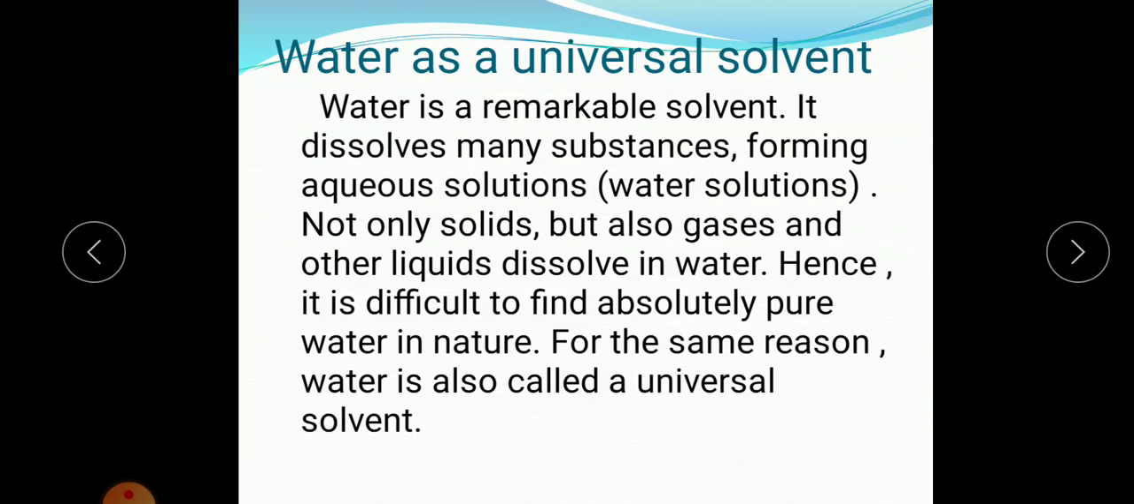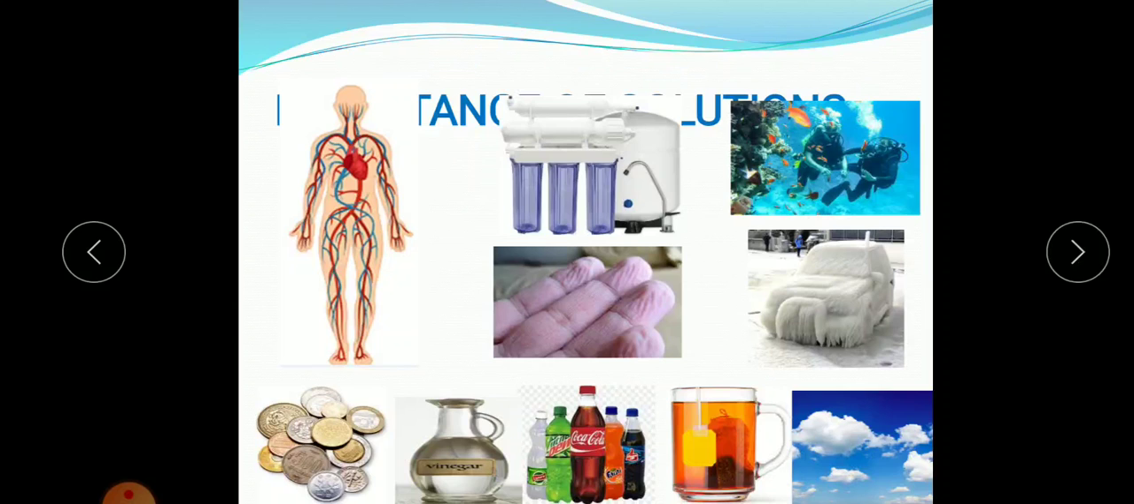Now today we are going to see why water is called a universal solvent. Water is a remarkable solvent. It dissolves many substances, forming aqueous solution, that is water solution. Not only solids but also gases and other liquids dissolve in water. Hence it is difficult to find absolutely pure water in nature. For the same reason, water is also called a universal solvent. So, since water can dissolve many substances, either in solid form, liquid form, or gaseous form, because of that, water is called a universal solvent.